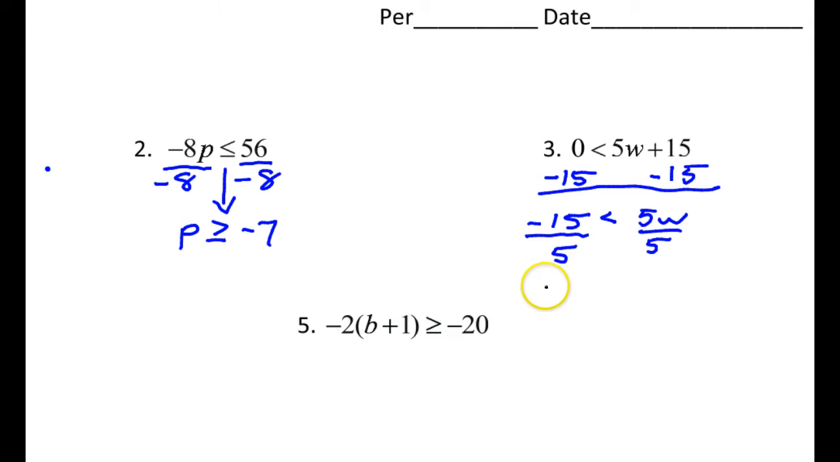Negative 15 divided by 5 is negative 3. Okay, so this means the answers. Negative 3 is smaller or less than all our answers, which is the same as saying all our answers are bigger than negative 3. So you always want your variable to be on the left-hand side of your answer. If it ever comes out like this, go ahead and flip it around.